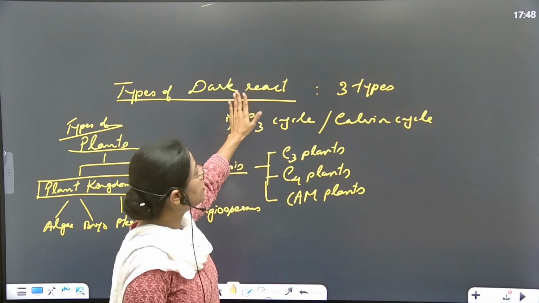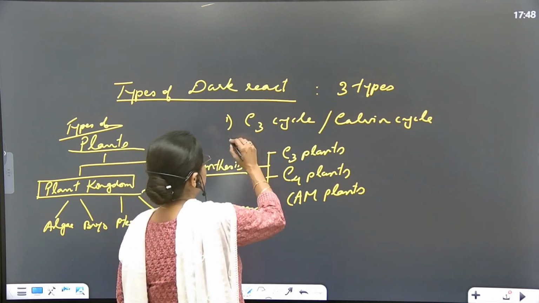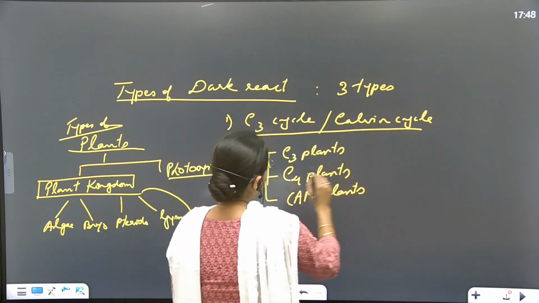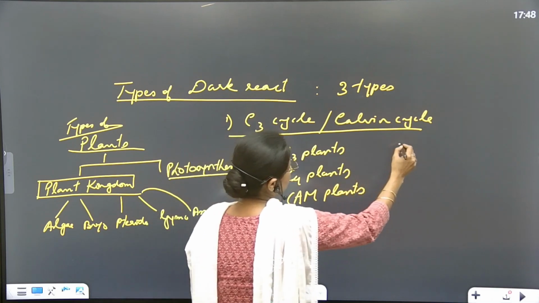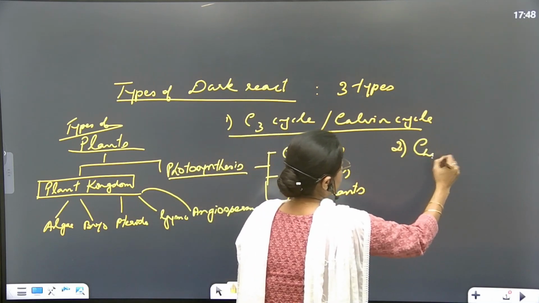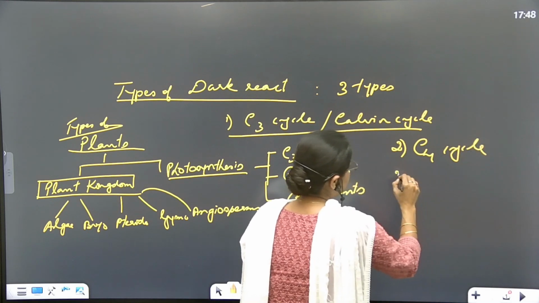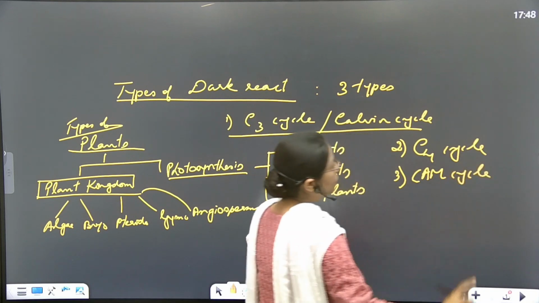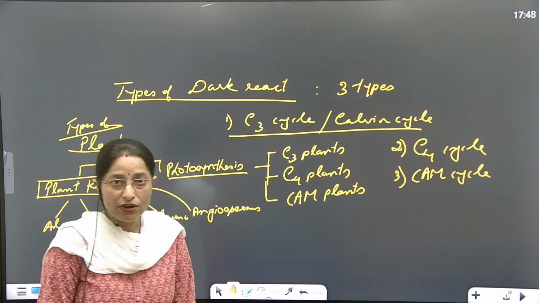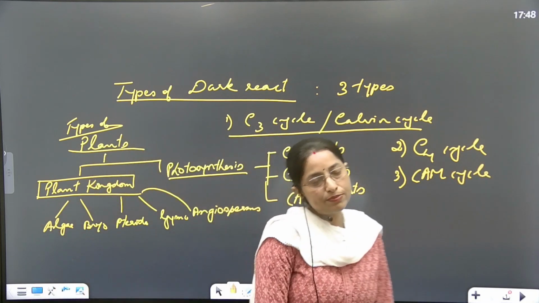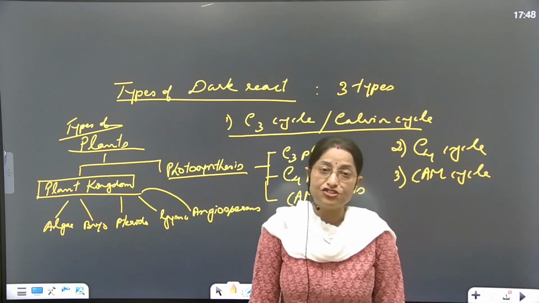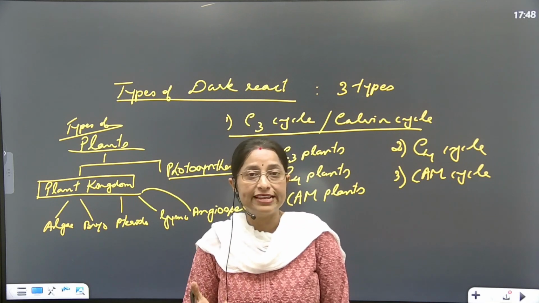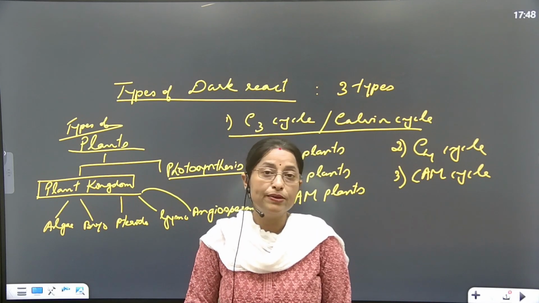So how many types of dark reaction do we come to study? We have to talk about 3 types. The first one being the C3 cycle, number 2 would be the C4 cycle, and number 3 would be the CAM cycle. Which plants are called C3, which plants are called C4? Those plants in which the first product of carboxylation is a 3-carbon compound are called C3. The first product of carboxylation being a 4-carbon compound would be called C4.